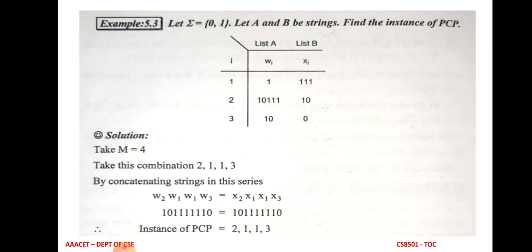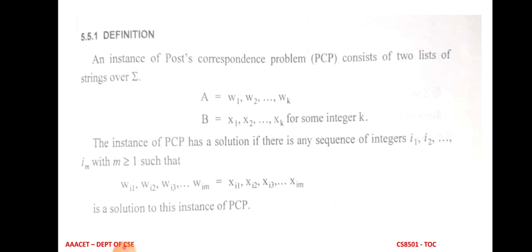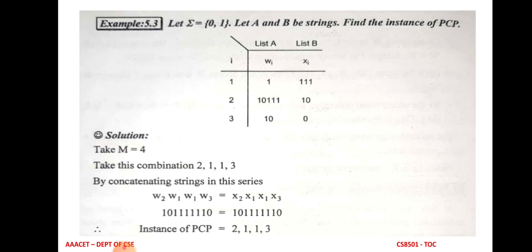After substituting these values you can check whether both list values are equal. You can check whether the left hand side and right hand side values are equal for the order or combination 2113. So this is the solution of this instance of PCP. This is the formula or definition to find the solution for PCP, and you can understand it better this way.